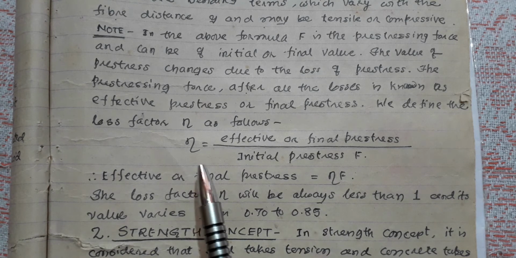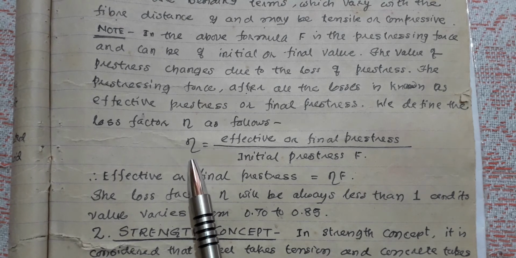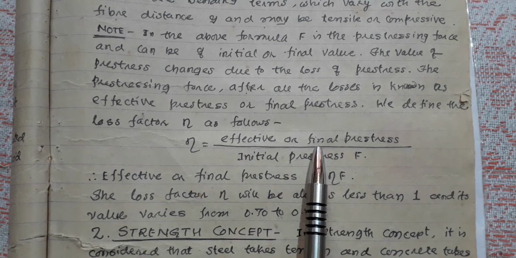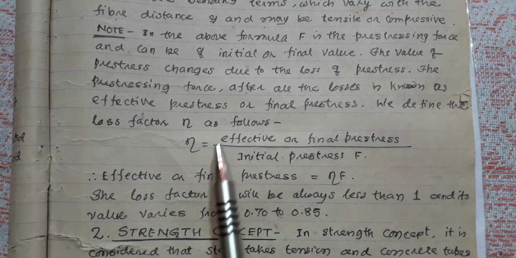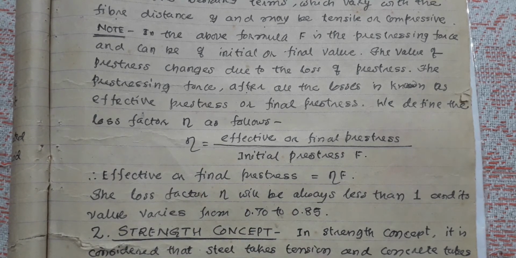This is how you can calculate the loss of pre-stress, and we can define this loss factor eta. It is the effective pre-stress divided by the initial pre-stress, or if you want the effective or final pre-stress, it is eta times the initial pre-stress. Based upon this, we'll try to solve some of the problems on how to analyze the PSC beams or slabs.